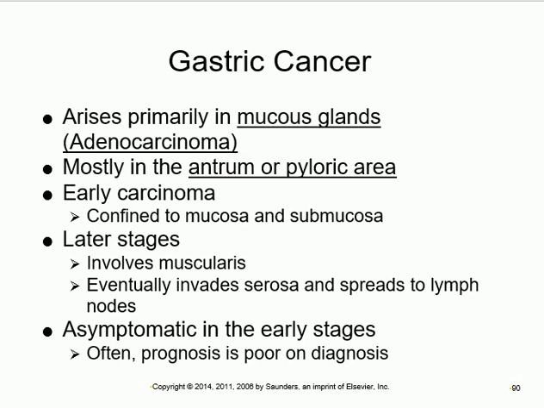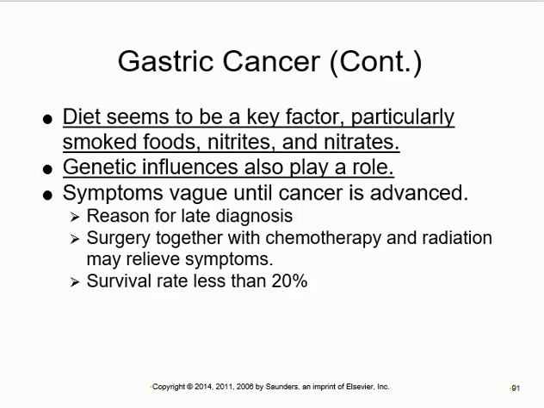Gastric cancer. Gastric cancer, most likely it's adenocarcinoma. Most common location, antrum and pyloric area. Can I say stomach in general? No, you can't. It's antrum and pyloric area specifically. More common, adenocarcinoma. The problem with the stomach cancer is at the beginning, it's asymptomatic. No symptoms at the beginning, so it delays the diagnosis.